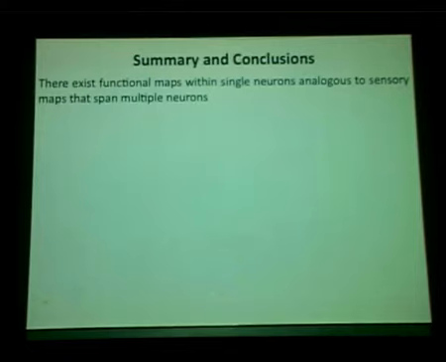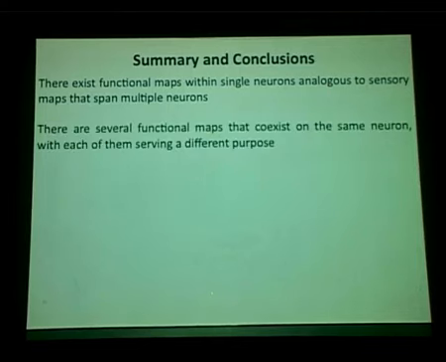So to summarize and conclude, there do exist different functional maps within single neurons, which are very analogous to sensory maps that span multiple neurons in the sensory system. There are several functional maps that coexist on the same neuron. We saw some examples, each of them serving a different purpose. The idea is to find out how exactly they coexist, how they interact with each other, and what computational power they offer to this system as opposed to a simple passive neuron, which was the Cajalian viewpoint.